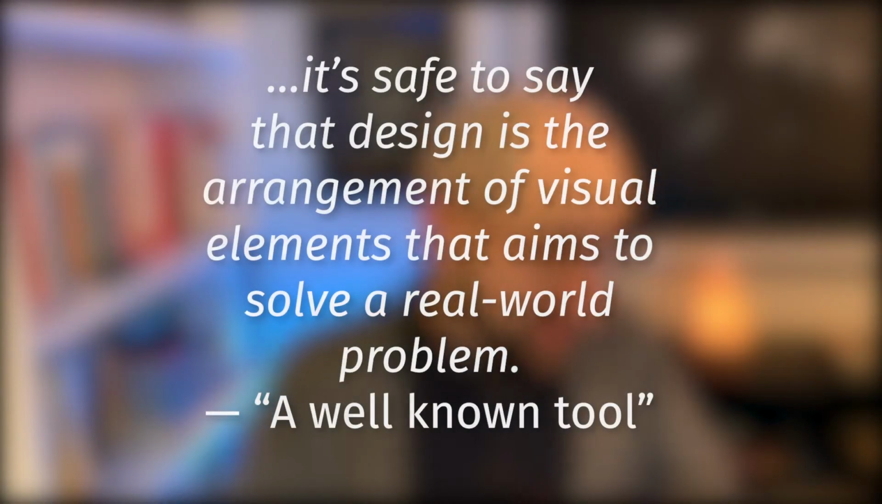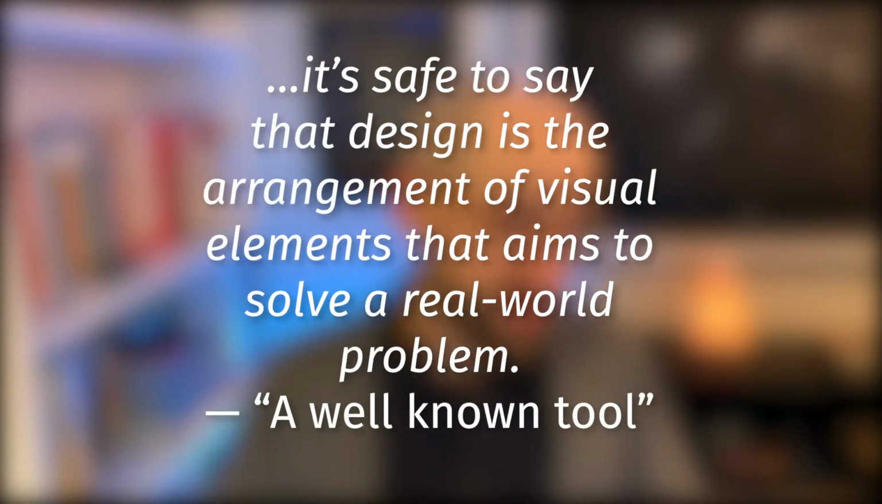So I've even run into definitions like this. It's safe to say that design is an arrangement of visual elements that aims to solve a real-world problem. Yeah, that's good. And for some people, that is a very good expression of what visual design is. But if that's our definition of design, then we just left out multiple industries. What about industrial design? What about product design or UX design? How about interior design or engineering design? Or any of the other industries that are out there? If we're going to think about design as a discipline, we need to make sure that it works across broadly all of the industries and all the various sub-disciplines that come from design.